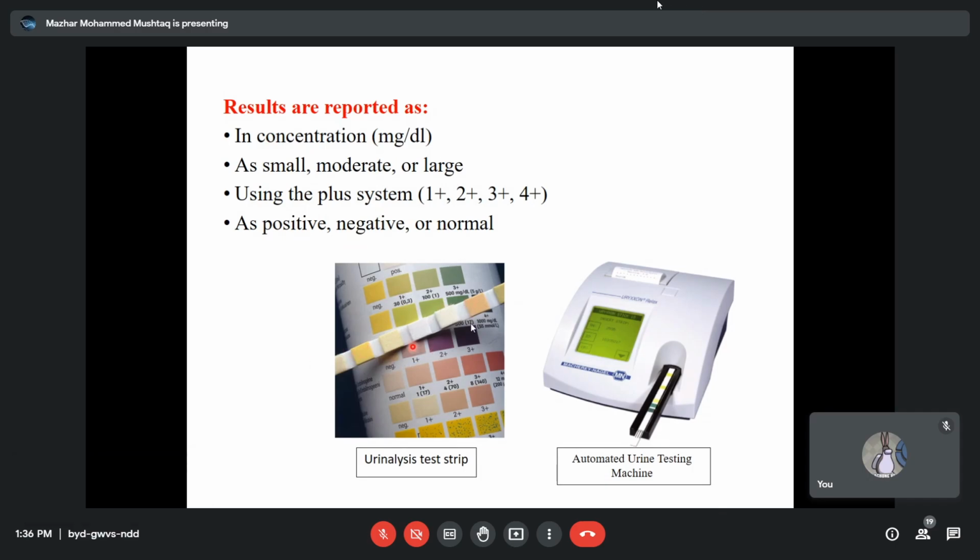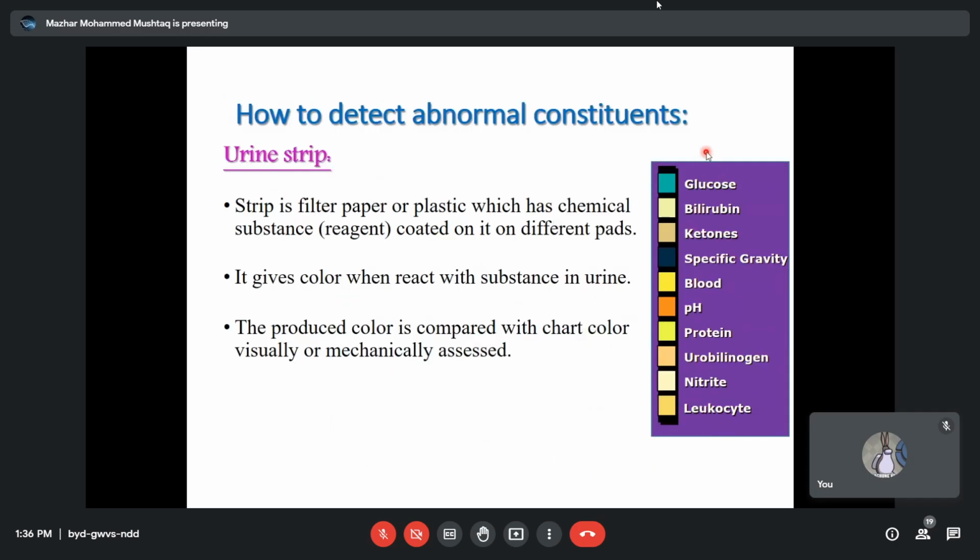First, they used to check it with a comparison method, but now they have an automated urine testing machine also. So you do the test on this strip, then you put the strip inside the machine, and it is going to print all the things here. What are the abnormalities? What are the normal things which are present? So this is the automated urine reading strip. In like 1 minute, you can get all these values, even less than 1 minute.